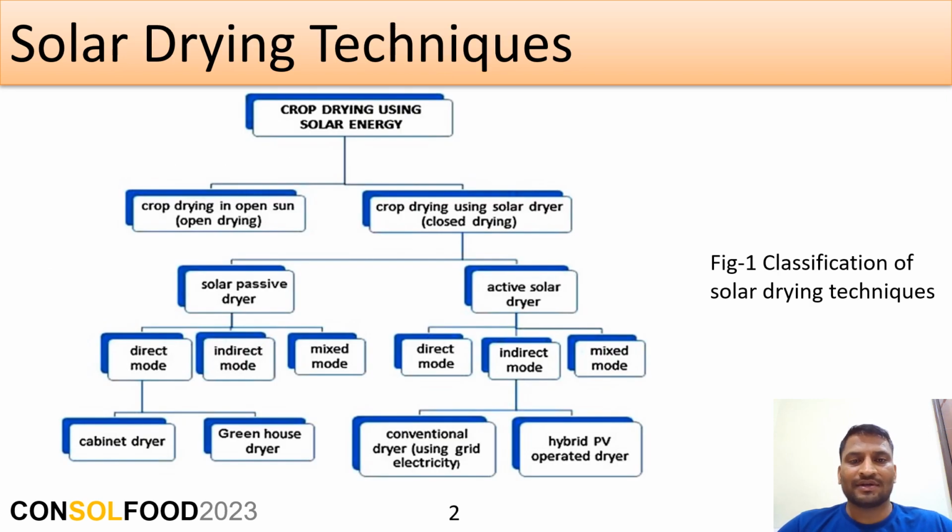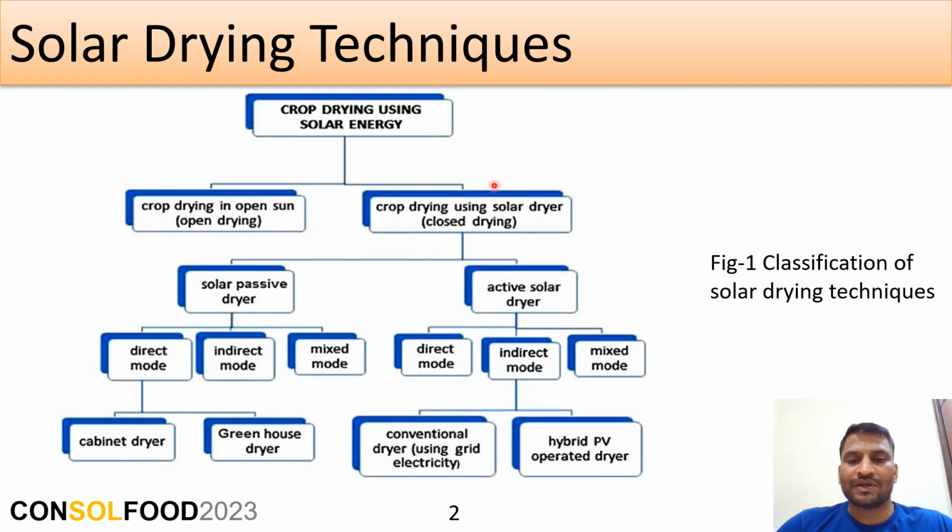Solar drying techniques. Solar drying is the oldest technique used to remove the moisture content from different agricultural products, which increases the shelf life of the product. Crop drying techniques can be classified into two categories: open sun drying and closed sun drying. In open sun drying, the product to be dried is spread directly on the ground and is directly exposed to the solar radiation for drying.